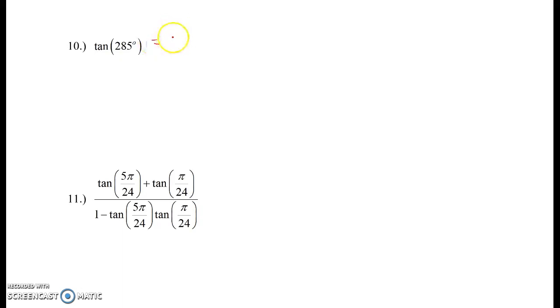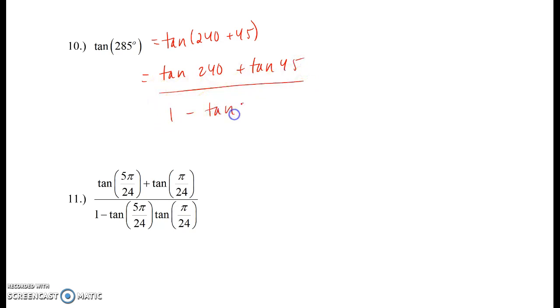So two angles that make 285 would be tangent of 240 plus 45. And if we expand this out with the formula, we will have tangent of 240 plus tangent of 45 all over 1 minus tangent of 240 times tangent of 45. All right, now if we figure out what each of these is, the tangent of 240 is going to give me positive root 3, and the tangent of 45 is going to give me 1. So when I plug these values in, I get root 3 plus 1 over 1 minus root 3.